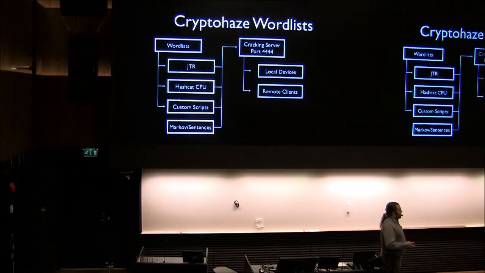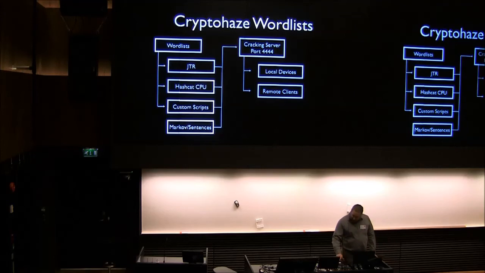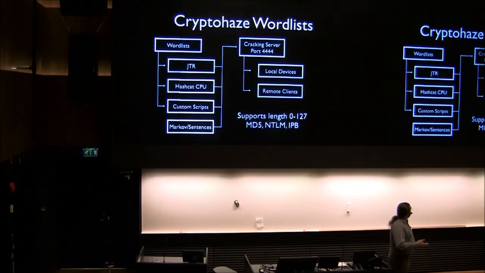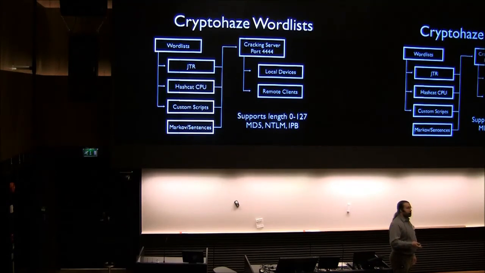scales. It's obviously not as fast as doing word list mutation on the video cards, but for salted hashes with large hash lists or slow hashes, it's actually not a limitation. And the other thing that I've done with this is support lengths up to 127 for the algorithms that I've added so far, which, to the best of my knowledge, puts us in kind of a unique class.